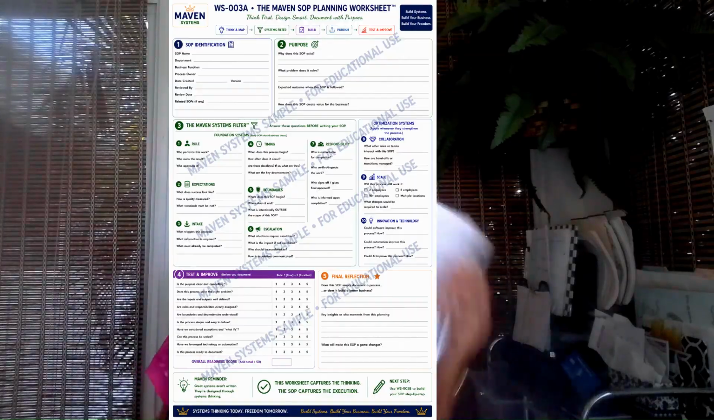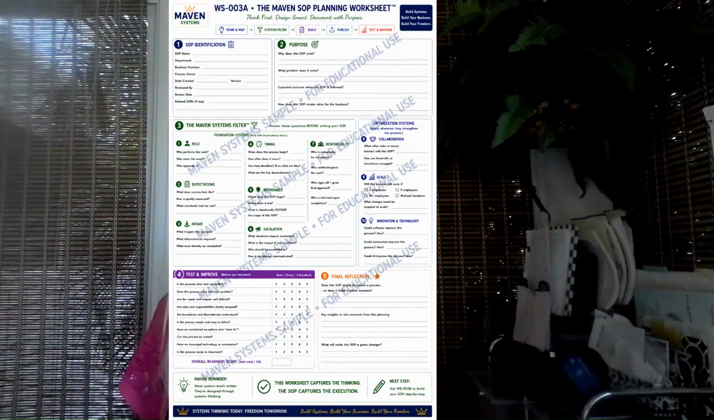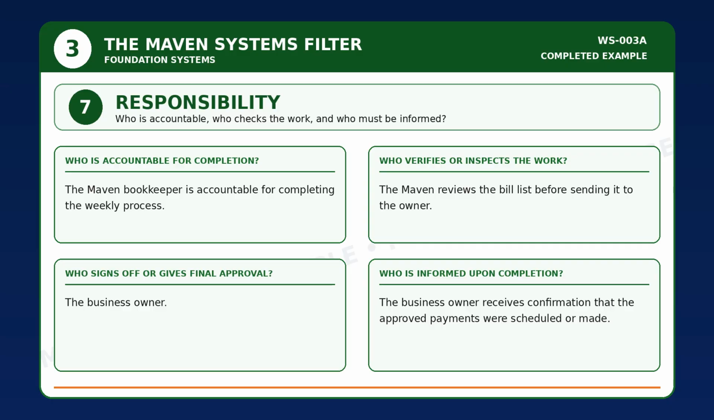So on our worksheet, who is responsible for completing the weekly process? The Maven bookkeeper. Who checks the work? The Maven reviews the bills list before you send it to the owner. Who gives final approval? The owner. Who is told when the process is complete? The business owner receives confirmation that the approved payments were scheduled or made. And again, that comes from you. It's simple. The Maven owns the process. The owner owns the decision.